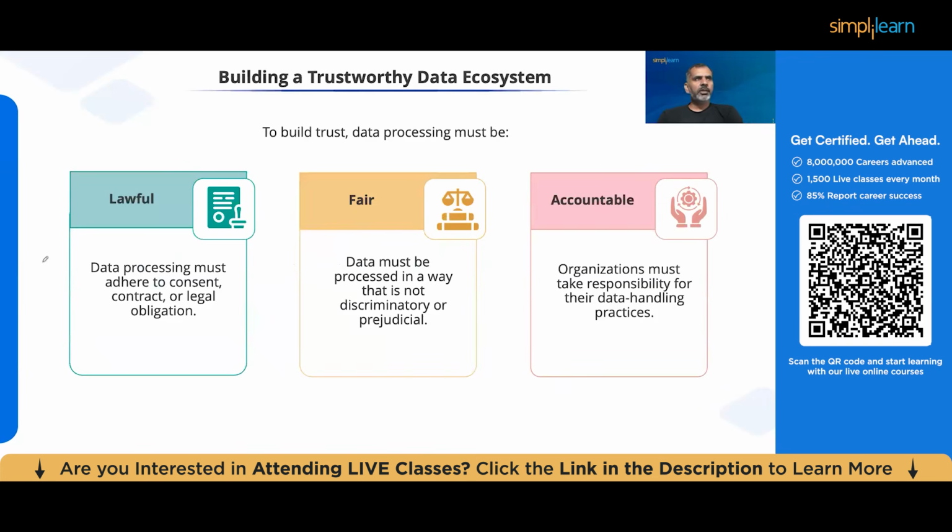With this, we talk about building a trustworthy data ecosystem. To build one, we need to be very lawful. Whether it is a domain-specific law, a privacy law, a security law, or a data sharing law, we have to be lawful. Data processing must adhere to consent, contract, and legal obligations. Second is fairness. Data must be processed in a fair way. There should not be any bias, discrimination, or prejudice introduced in the data processing.